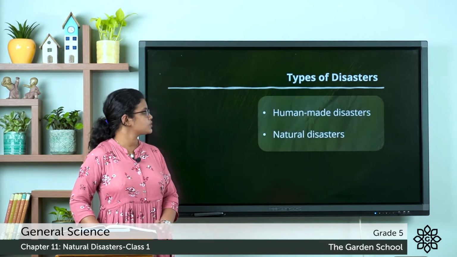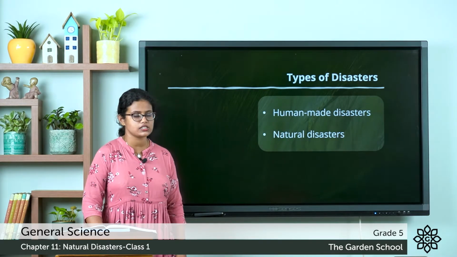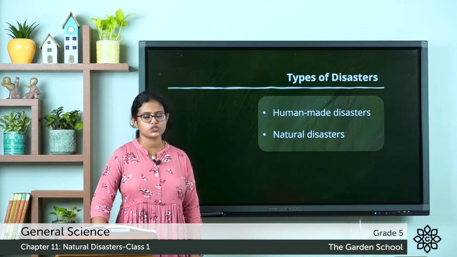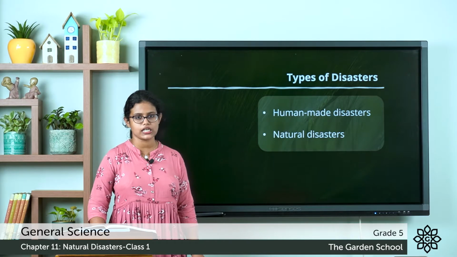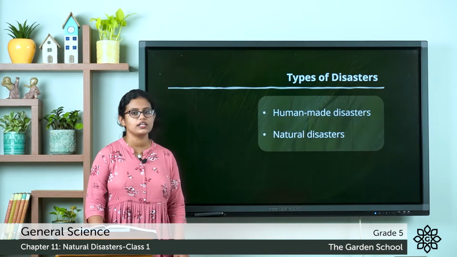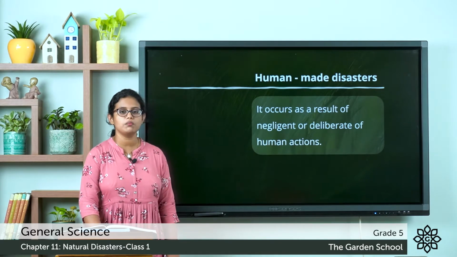So there are two types of disasters. The first one is human-made disasters and the second one is natural disasters. So let's see what human-made disasters are.